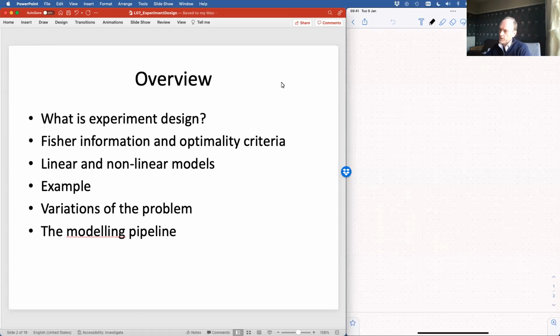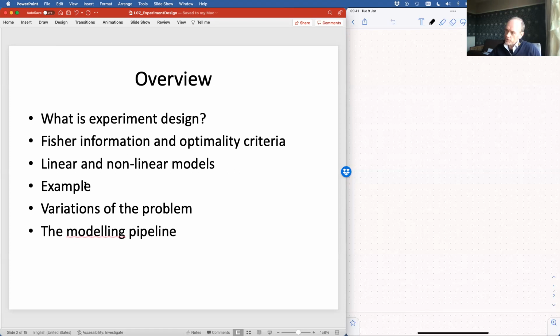We're going to focus on a particular tool for experiment design, which is the Fisher information matrix, from which we'll derive various optimality criteria and then kind of see those in action in first linear models, linear least squares problems, and then we'll think more generally about non-linear models.